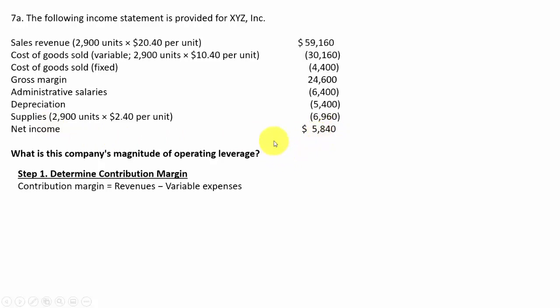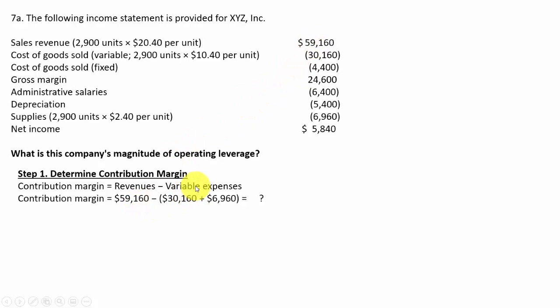Now, in this problem, if we're trying to find out the magnitude of operating leverage, or the degree of operating leverage, another way to say it would be how much operating leverage does this company currently have with this structure. You're going to find that by step 1, finding the contribution margin. And the contribution margin is simply the revenues minus variable expenses. So in this case, we have revenues of $59,160.